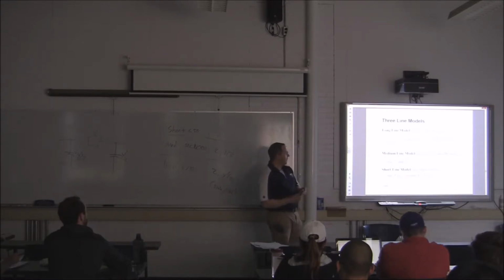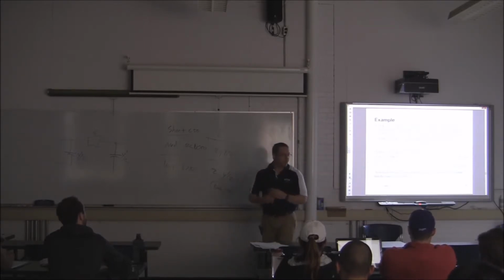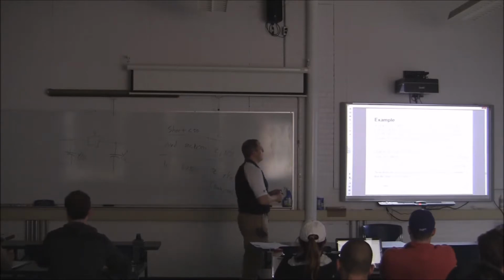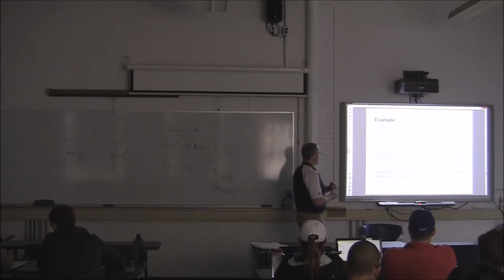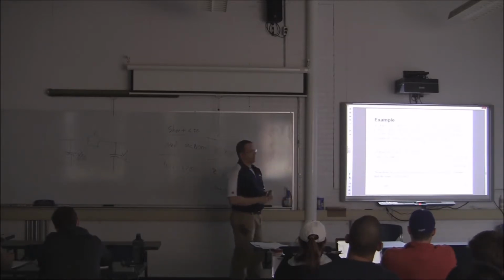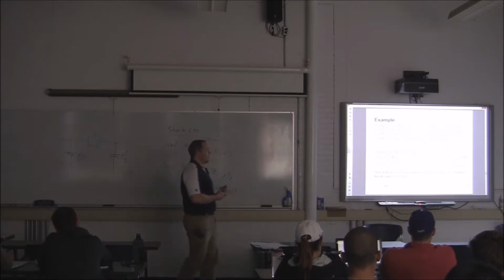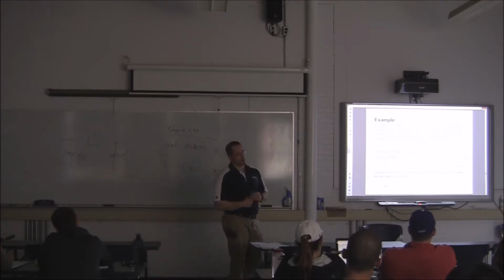So that's just kind of summarizing what we just said. Okay? So here's an example. A 345 kV, three-phase, 130 kilometer transmission line has an R in ohms per kilometer, an L in millihenries per kilometer, and a C in microfarads per kilometer.